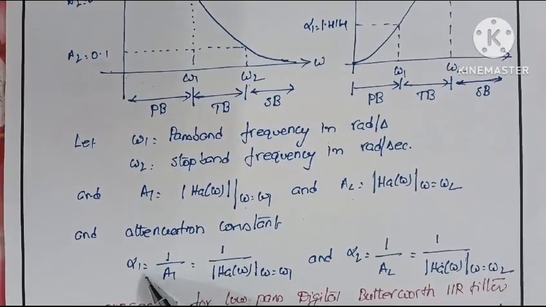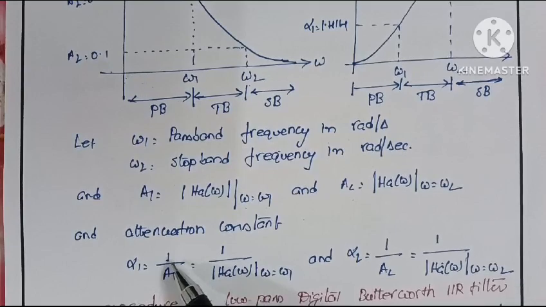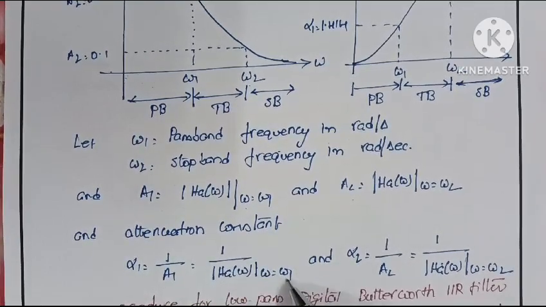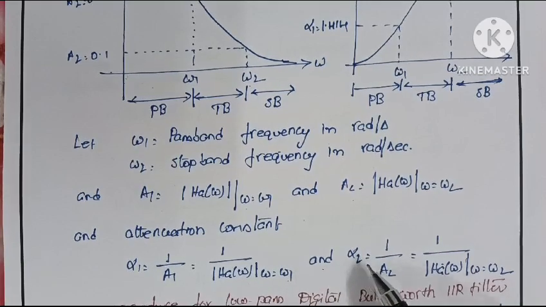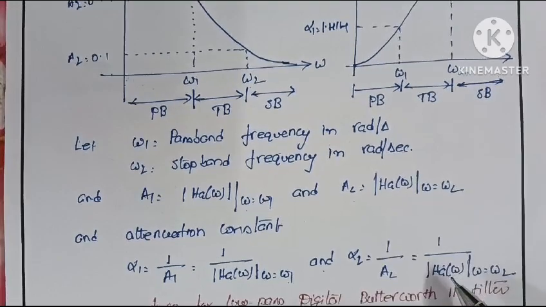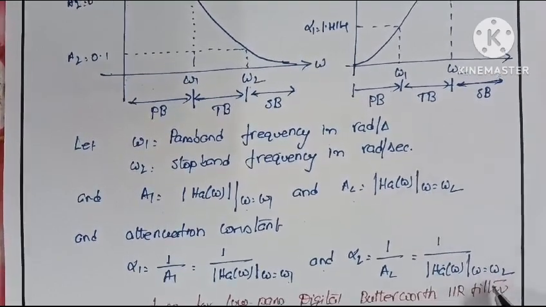I told you already, the attenuation constant is nothing but the reciprocal of the gain. Alpha 1 corresponds to the gain A1, and is equal to 1 by A1, which is 1 by the magnitude of H_a of omega at omega equal to omega 1. And similarly, alpha 2 is 1 over A2, which is 1 over the magnitude of H_a of omega at omega equal to omega 2.